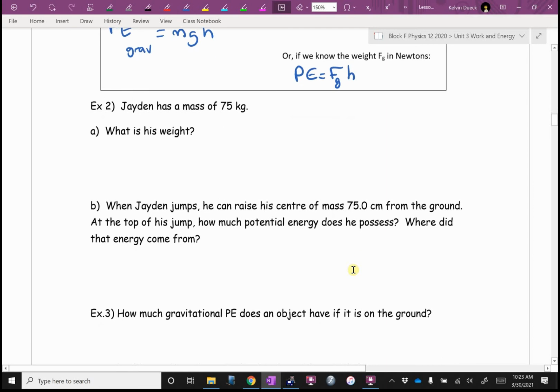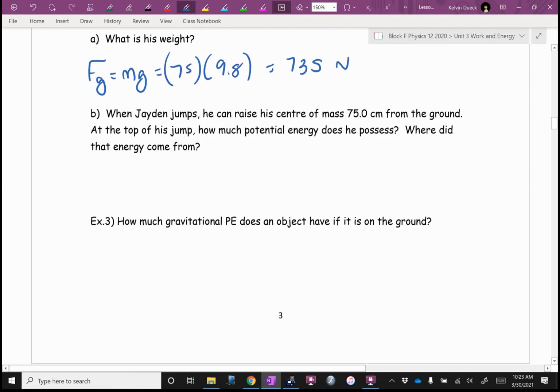Jaden has a mass of 75 kilograms. What's his weight? Isn't his weight 75 kilograms? Oh no, that's his mass. What's his weight? Well, weight is Fg, so it's going to be really close to 750. 735? Units? Okay. When Jaden jumps, he can raise his center of mass 75 centimeters.